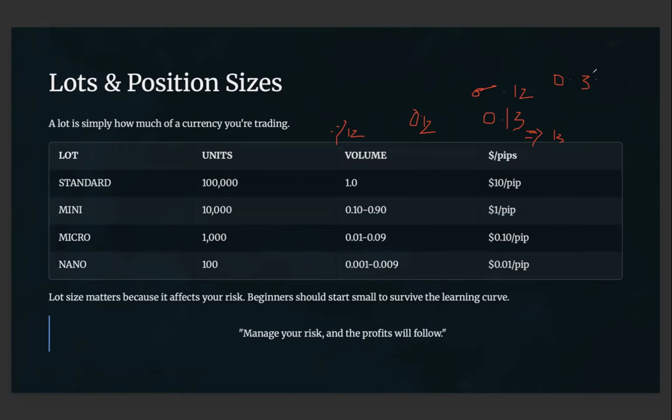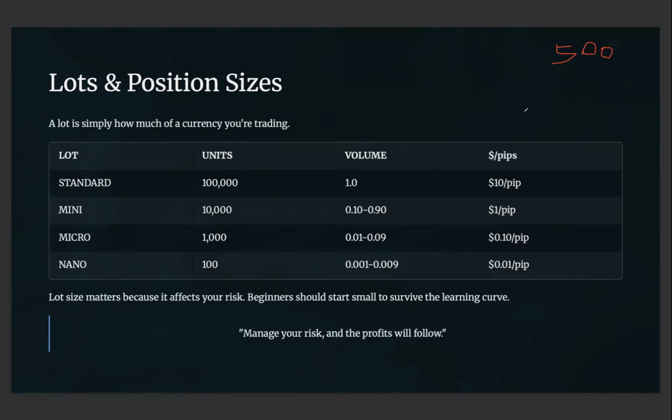0.35 is equal to what? $35 per 10 pip. 0.89 is equal to $89 per 10 pip, and on and on like that, right? So for a $500 account, you are looking to risk 10%, 10% is $50.